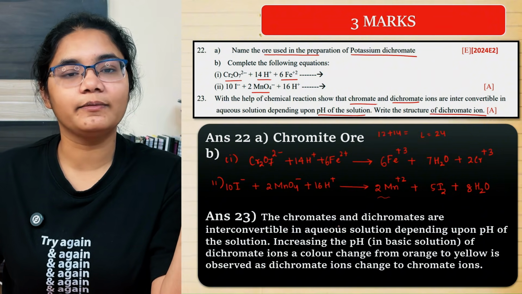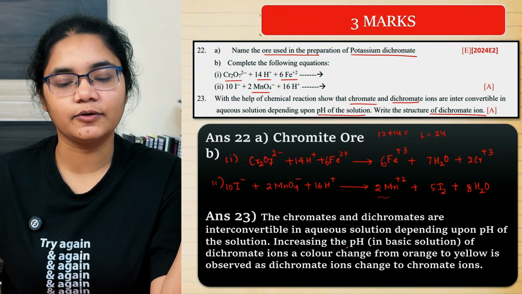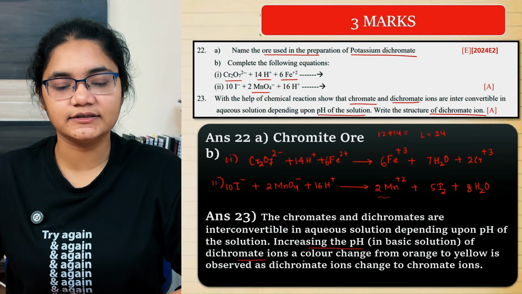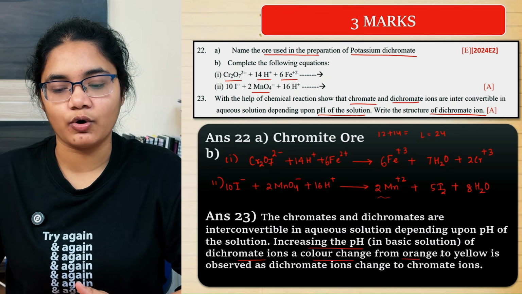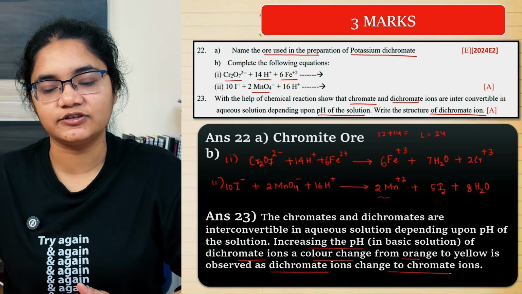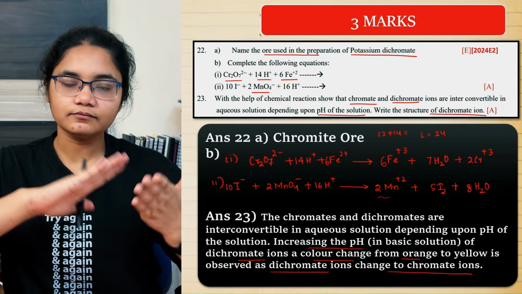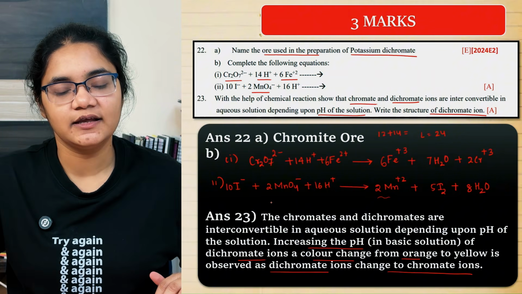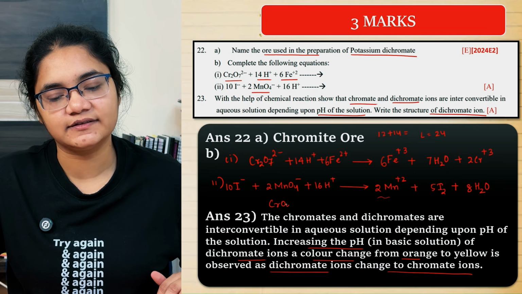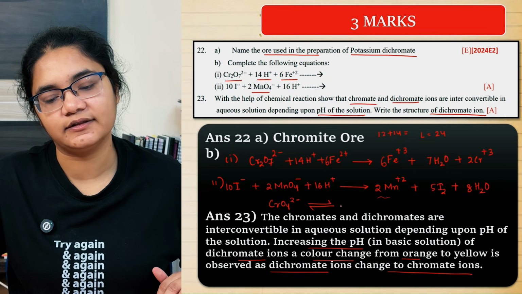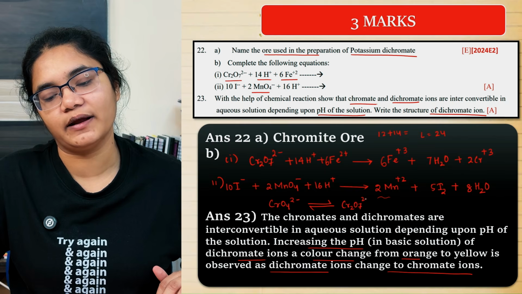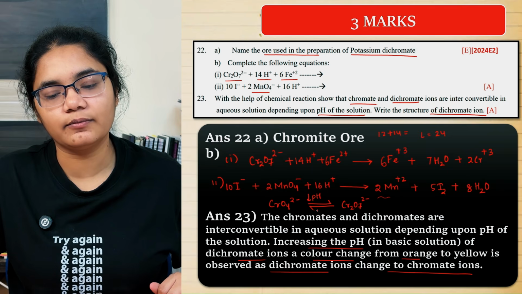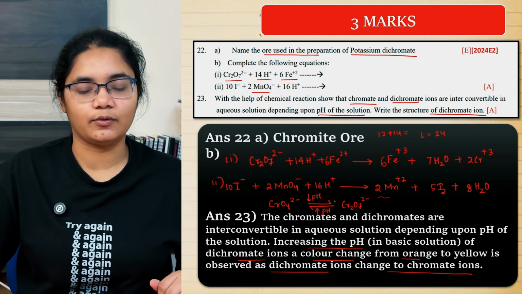So chromates and dichromates are interconvertible depending upon the pH. If you increase the pH, meaning in basic solution, a color change from orange to yellow is observed as dichromate ions change to chromate ions. So for chromate to dichromate, you have to decrease the pH. For dichromate to chromate, you have to increase the pH. If I write the reaction here, CrO4 2- and Cr2O7 2-: chromate to dichromate, a decrease of pH is required. Dichromate to chromate, an increase of pH is required.